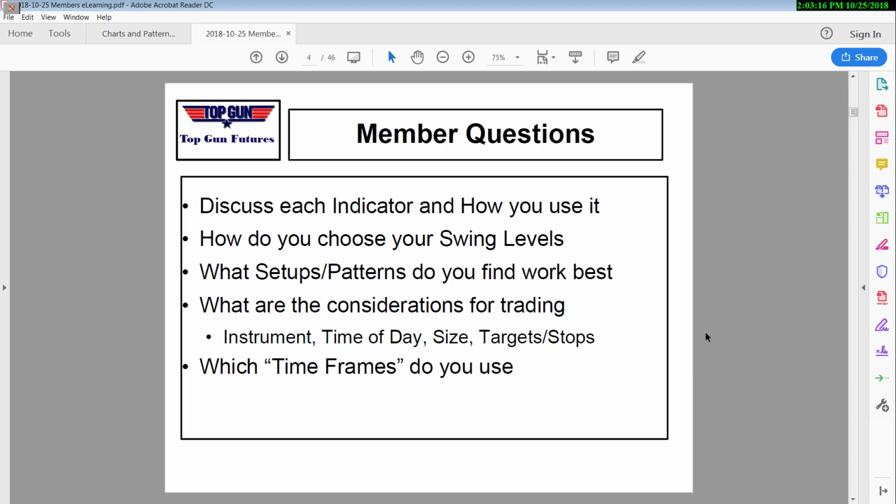And what are some of my considerations for, you know, the instrument? Do I use futures? Do I use options? Do I use the stock straight up? Is there a problem or any considerations on time of day, size, target stops, the whole 9 yards? And then which time frames do I use?